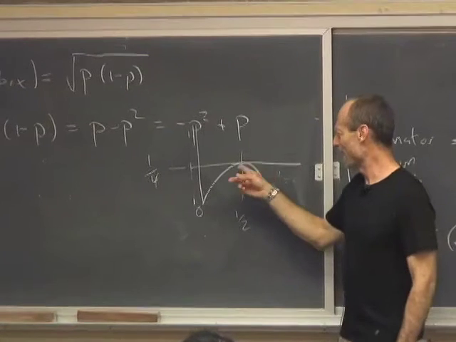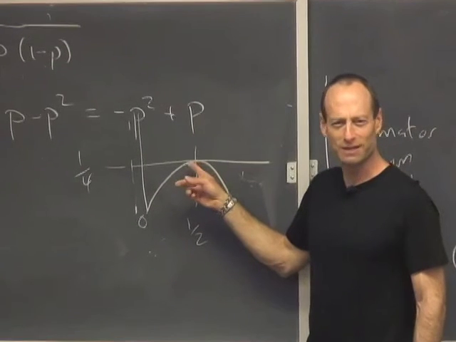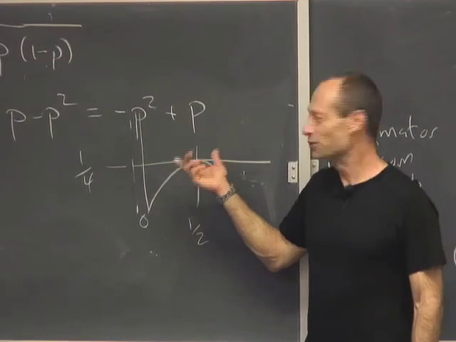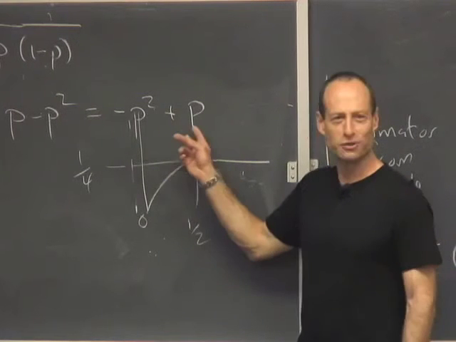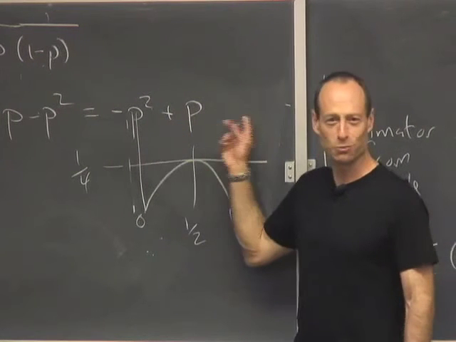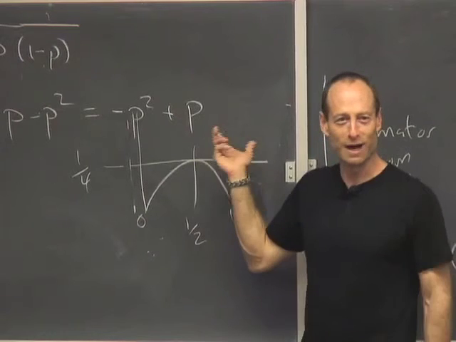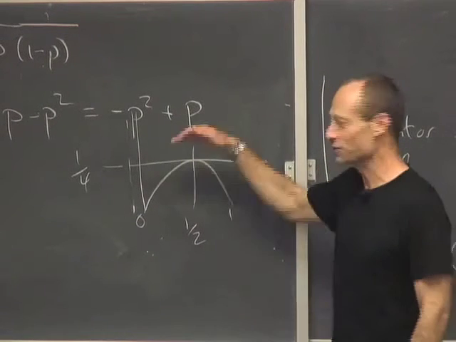And how do we know that the maximum is at a half? We could do 15 seconds of calculus, differentiate this. We get minus 2p plus 1 equals 0. So p is equal to a half. It would be the stationary point.